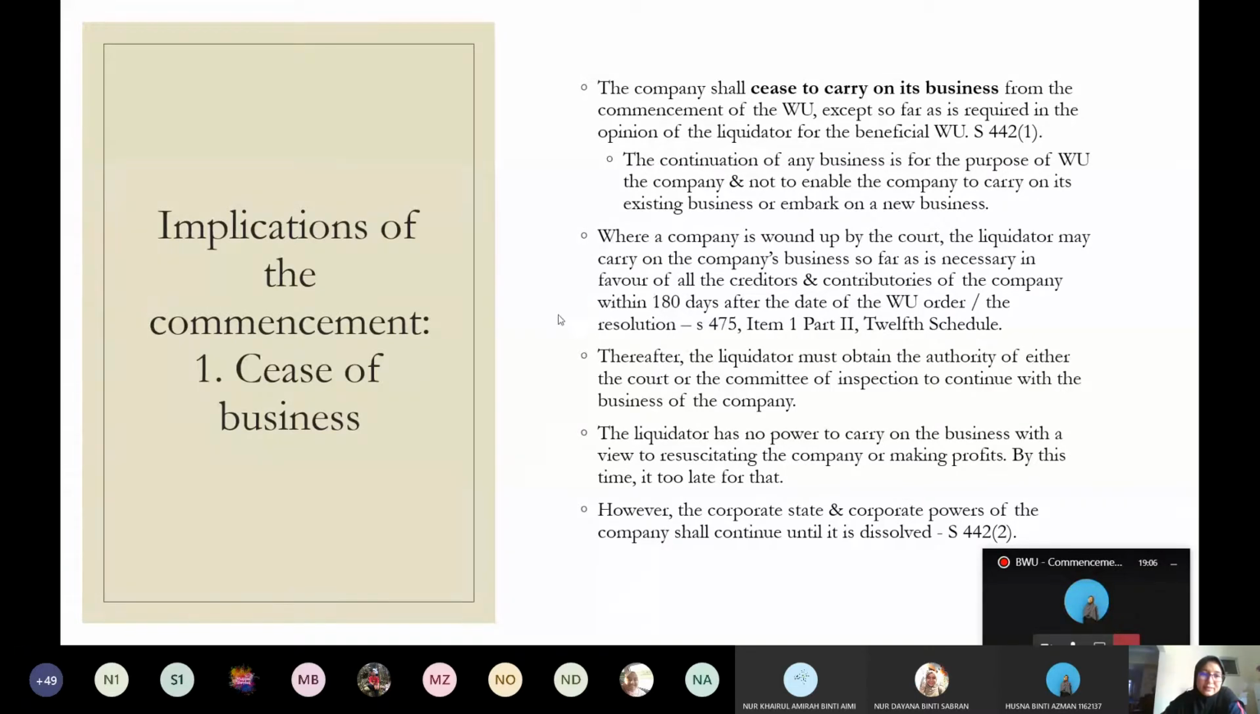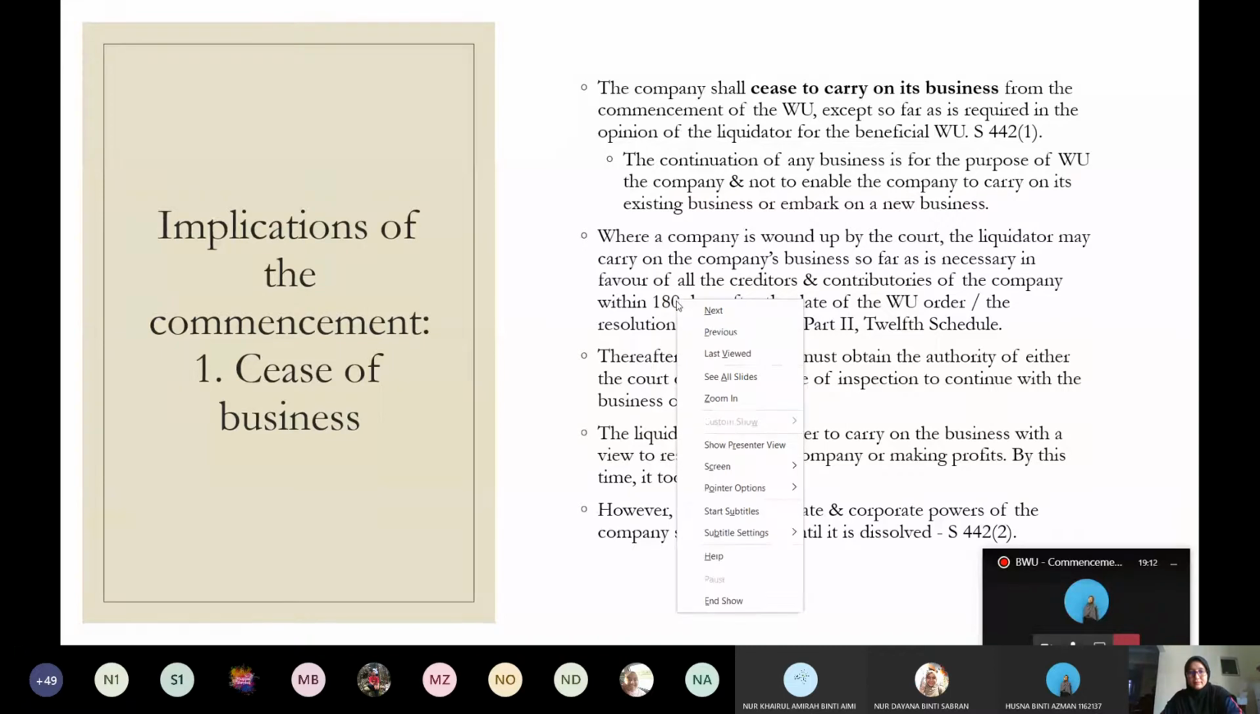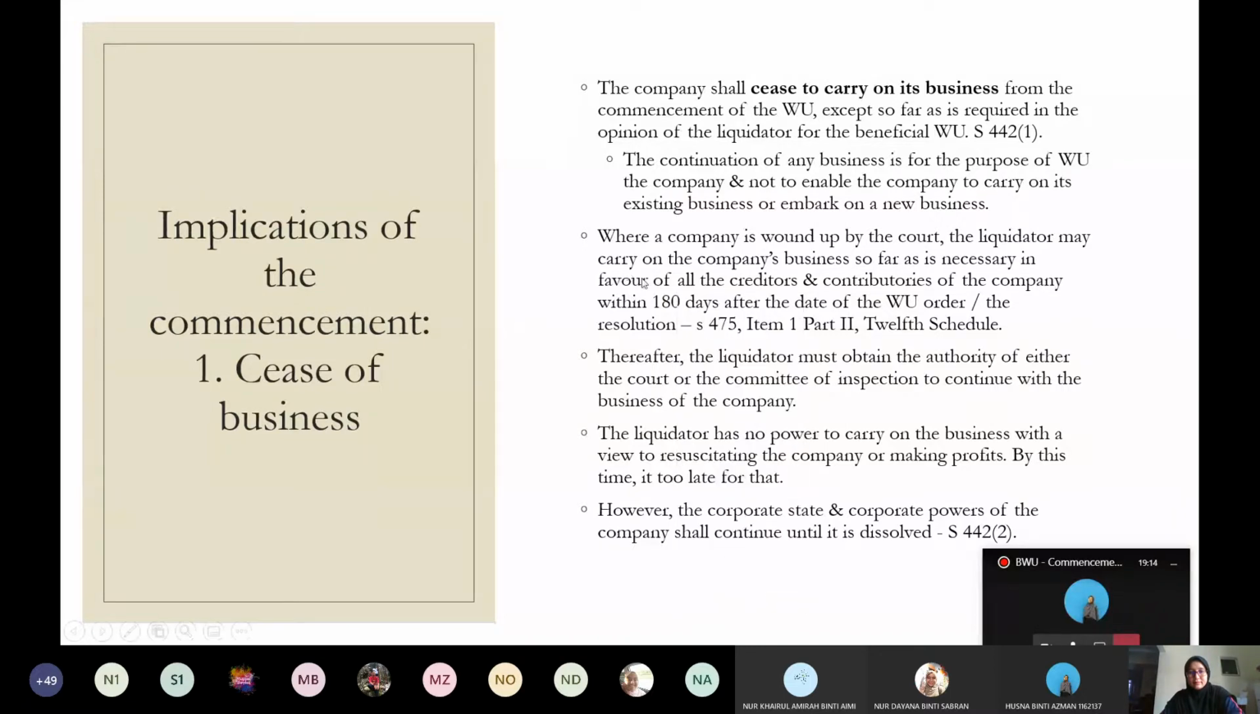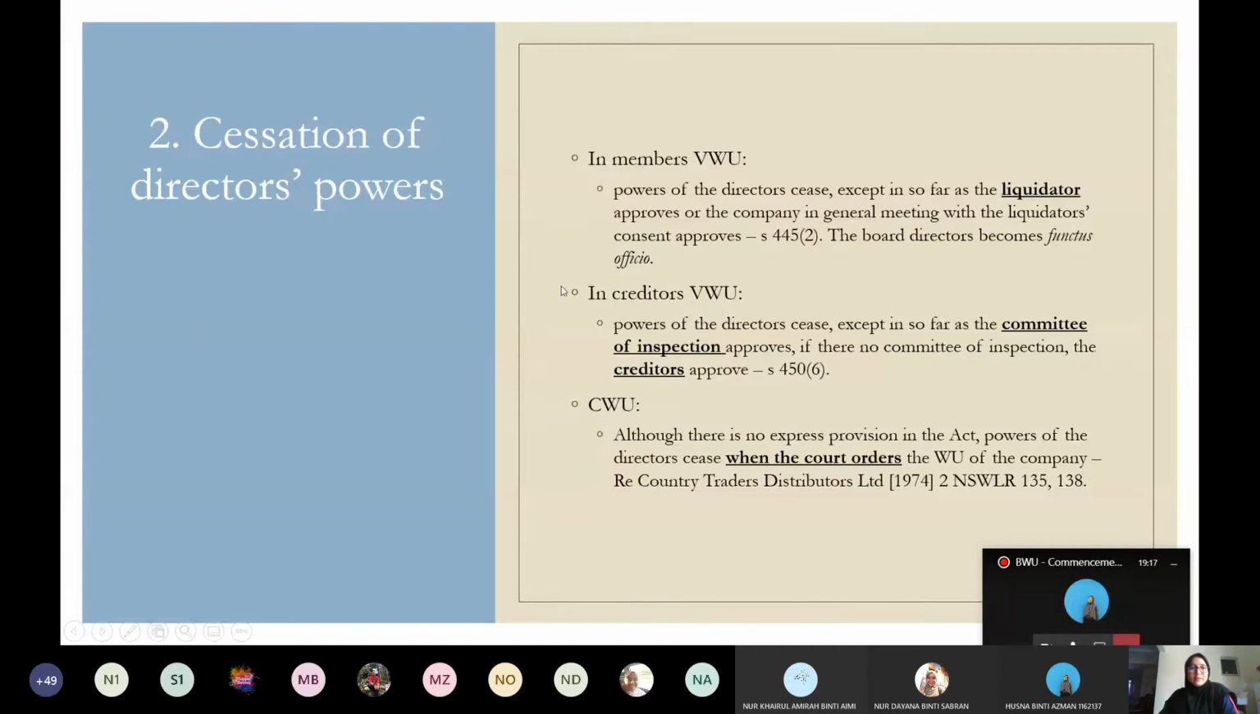Okay, so that is the first effect, cessation of business. Okay, second one is the cessation of the directors' power. So upon winding up, the person who takes over is the liquidator. So the director can no longer continue to operate.